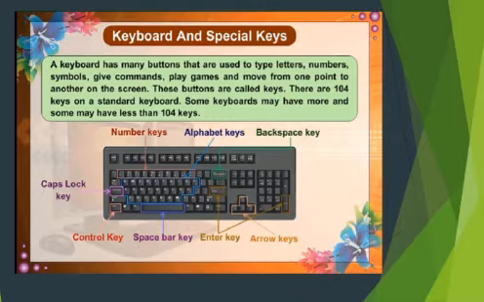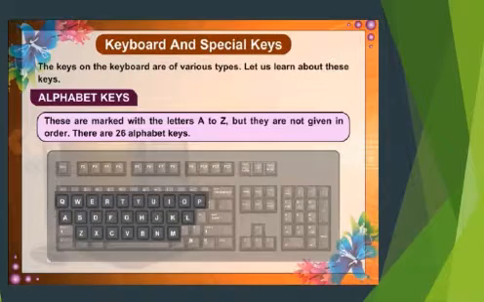There are many keys on the keyboard. Let us learn about these keys. First is alphabet key. These are marked with the letters A to Z, but they are not given in order. There are 26 alphabet keys. Means A to Z keys are there, but they are not one behind another.